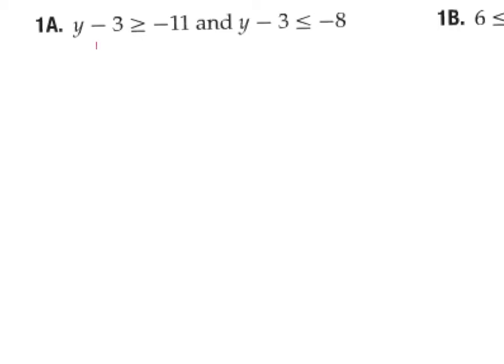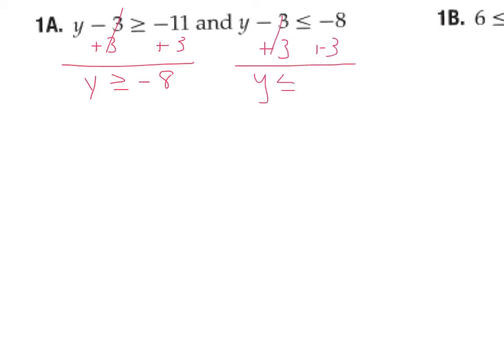So I'm going to start by adding the 3 over to the other side. So that cancels. So y is greater than or equal to negative 8. Add the 3 over here on this one. And I'm going to get y is less than or equal to negative 5. Okay, so now what I'm going to do is I'm going to graph them both on the same line here. Okay, so on this one I'm going to do, let's see, negative 8, negative 7, negative 6, negative 5.